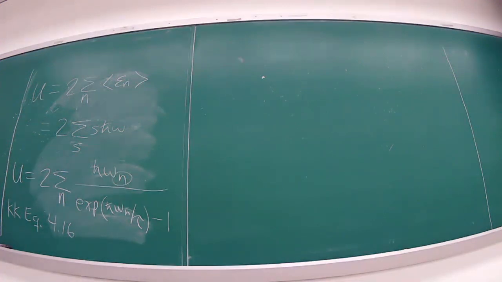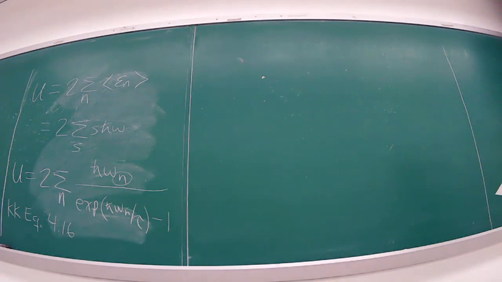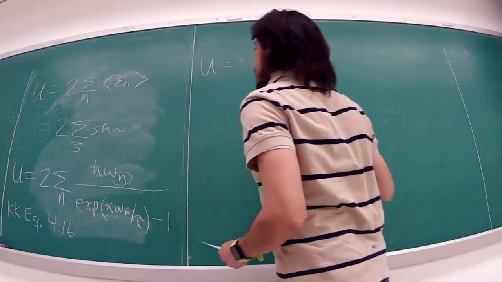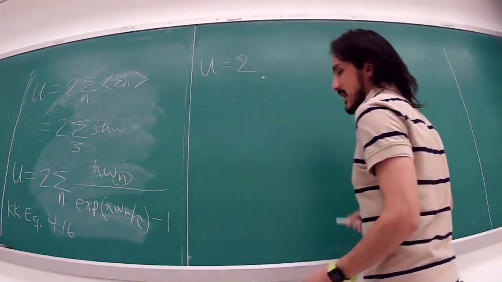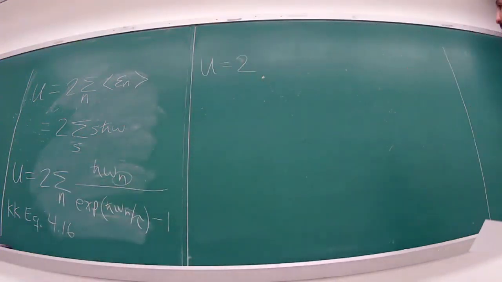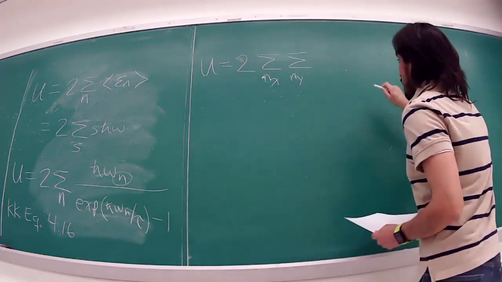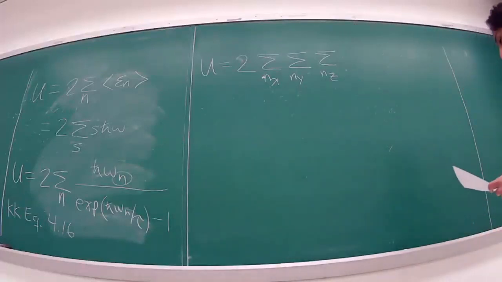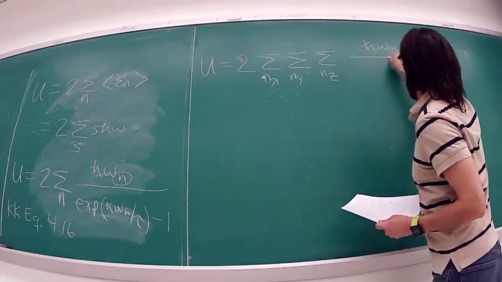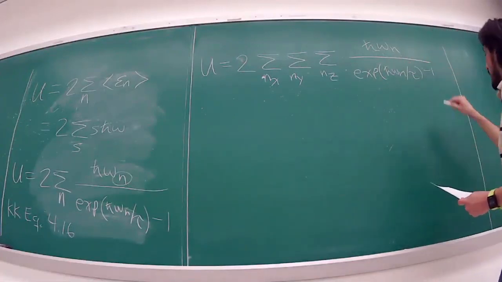So now let's look at that in more detail. This equation is over all the states in x, in y, and in z. So actually, a better way to write it is with the 2. And I guess Kittel adds the 2 later. So I think equation 4.16 is without the 2, but it's just the modes. So this is going to be the sum over nx, the sum over ny, and the sum over nz, of h bar omega n divided by the exponent of h bar omega n over tau, minus 1.